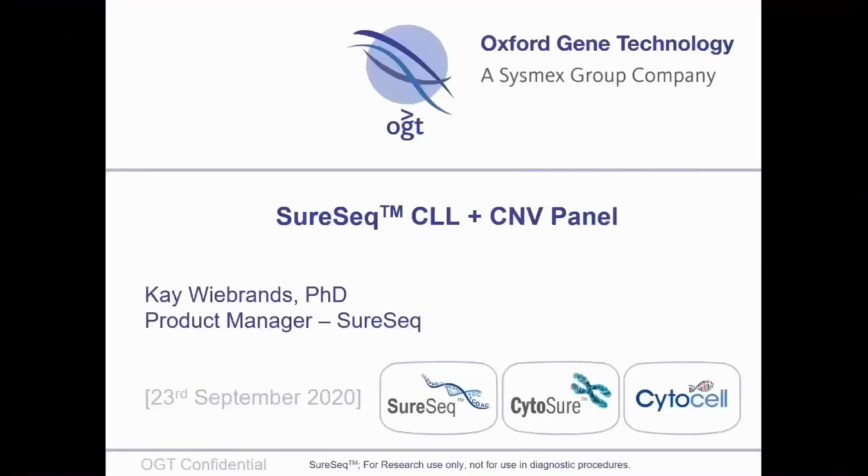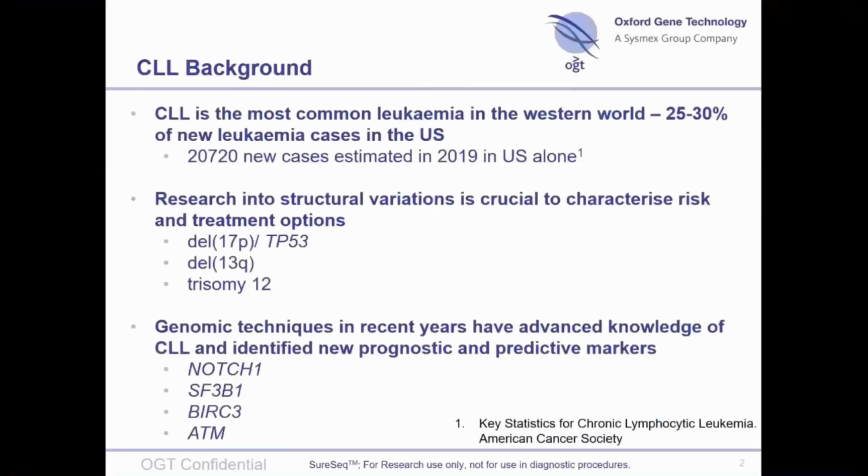I'm sure most of you are very familiar with CLL, and Flecher, our next speaker of today, will have some further details as well. So I'm going to keep this introduction brief. CLL is the most common leukemia in the Western world and accounts for roughly 25 to 30% of leukemia cases in the US. Boiling down to an estimated total of just over 20,000 new cases in 2019 in the US alone.